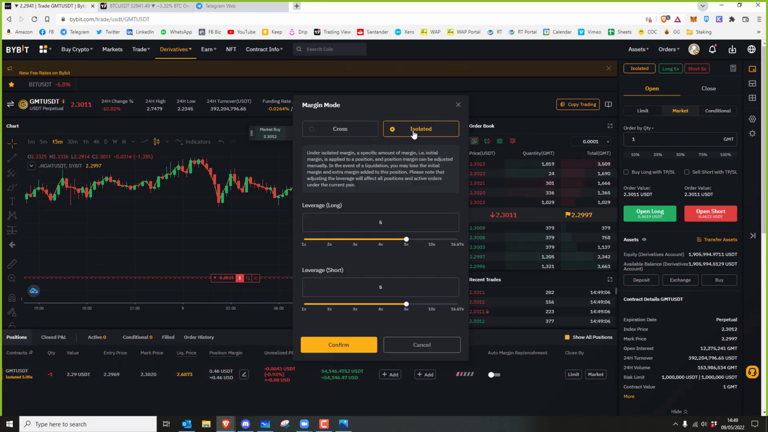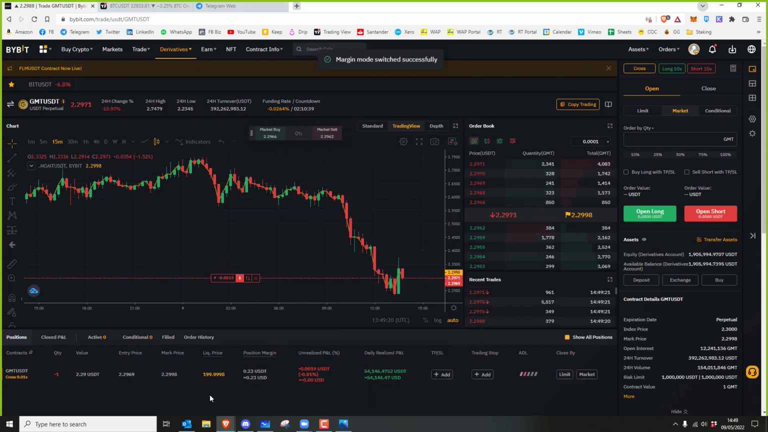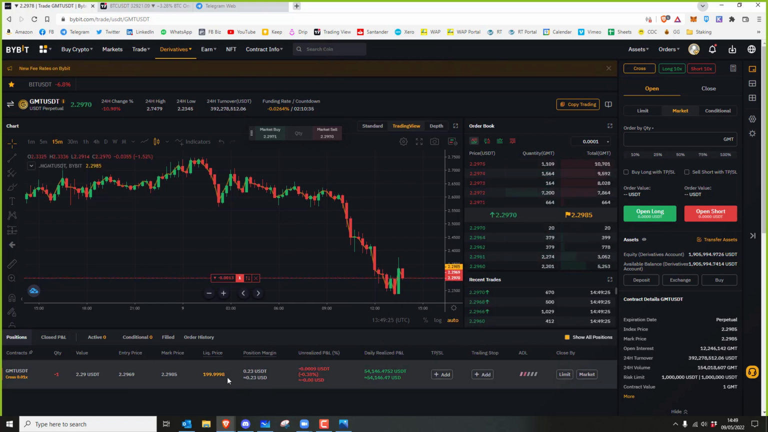So I just leave it on isolated. With the way that we trade, it doesn't really matter. But I think it's always worth doing, because if you have cross margin, it uses your whole account instead of having individual pots. So now we're on cross. It's saying that the liquidation price is like 199. It's freaking miles away, because it's using my whole account to cover that.